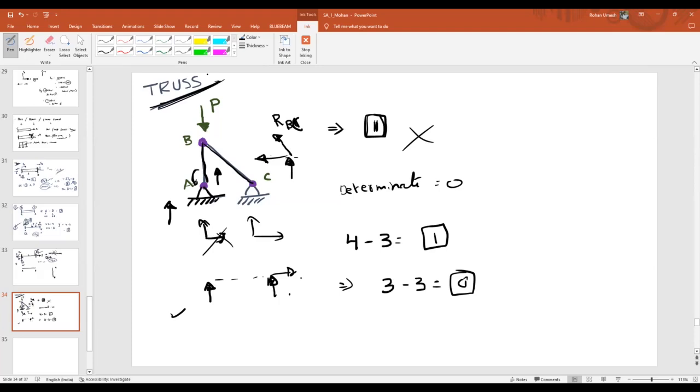If it is a frame, it will resist, as we have discussed, axial force, vertical force and moment. So the frames will transfer all types of forces to the supports. So this is not true for the frame examples. That's why here we have clearly said that this is for the truss problem.